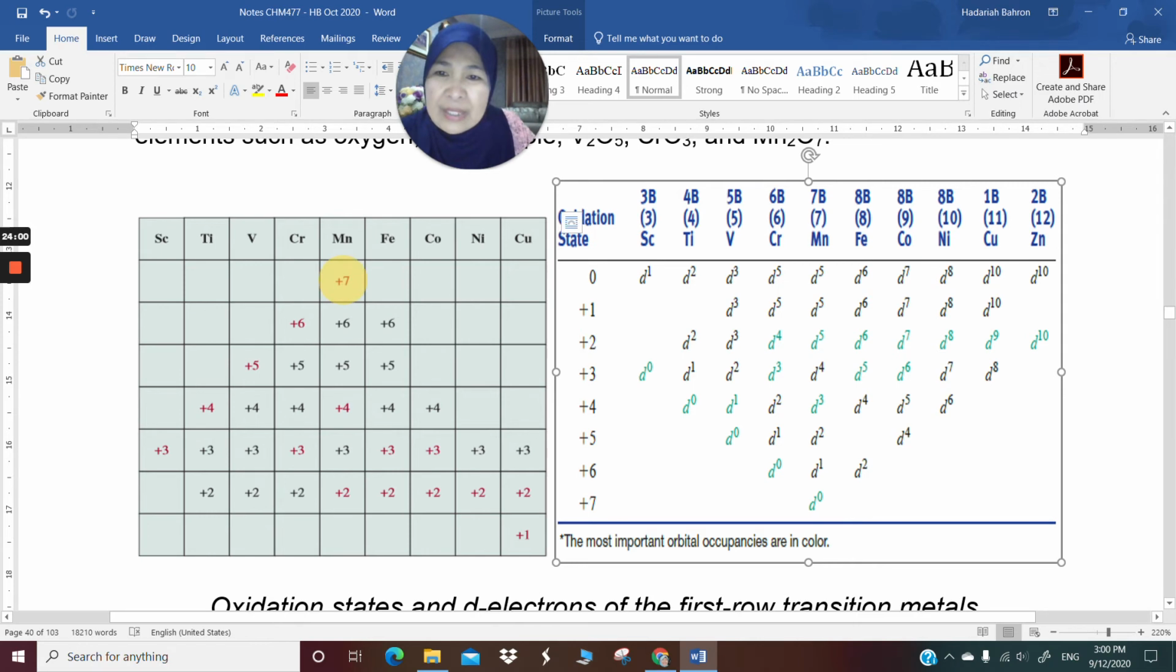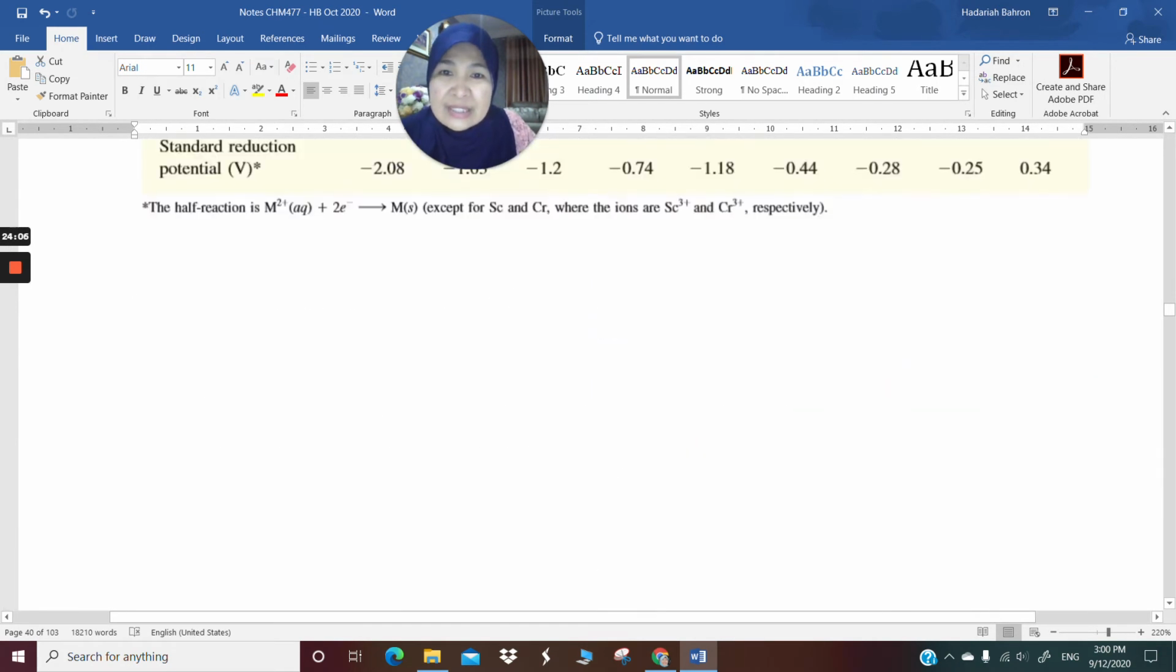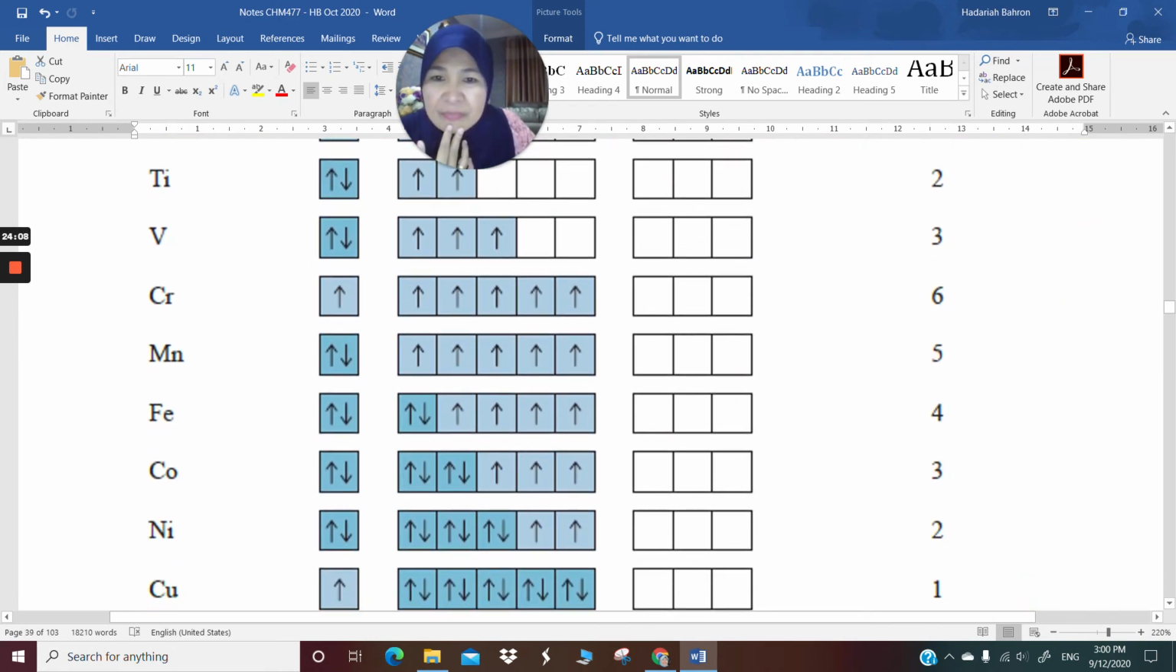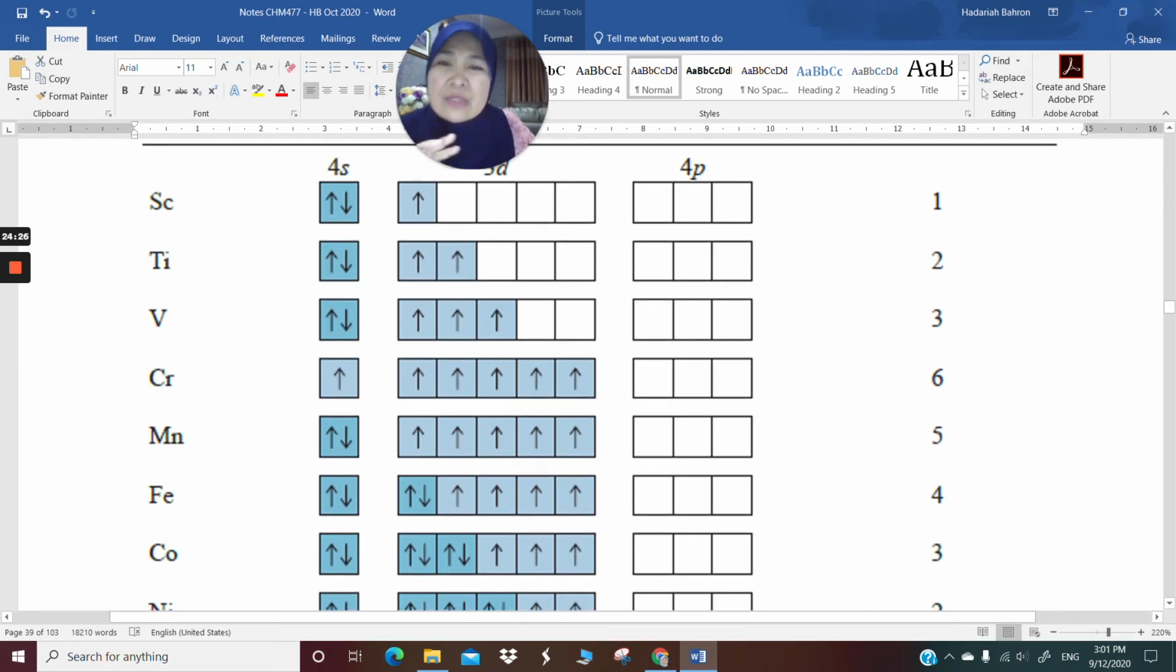For example, manganese 7 has d0 because all of these electrons, 1, 2, 3, 4, 5, 6, and 7, will be lost when manganese 7 is created. So another thing that you must remember is when a transition metal gets oxidized, they will lose the s electrons first. The s will go away first and then followed by the d.